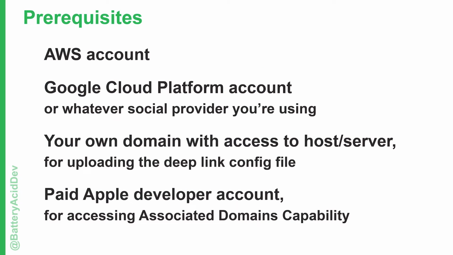And here are some things you'll need before you get started: an AWS account, a Google Cloud Platform account, or whatever social provider you're using, your own domain with access to the host or server for uploading the deep linking config file, and a paid Apple Developer Program membership will be required to access the Associated Domains capability, which enables Apple's universal links or deep linking for the app.